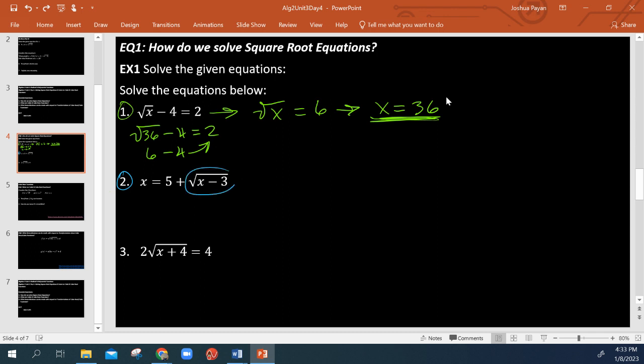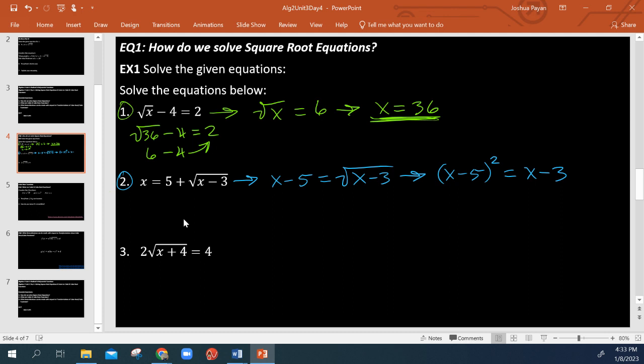Okay. So second example. Like I said, we're going to want to get the square root expression by itself first. So I'm going to subtract 5 from both sides. So I have x minus 5 is equal to the square root of x minus 3. Okay. Then I'm going to square both sides. So now I've got x minus 5 all squared is equal to x minus 3.